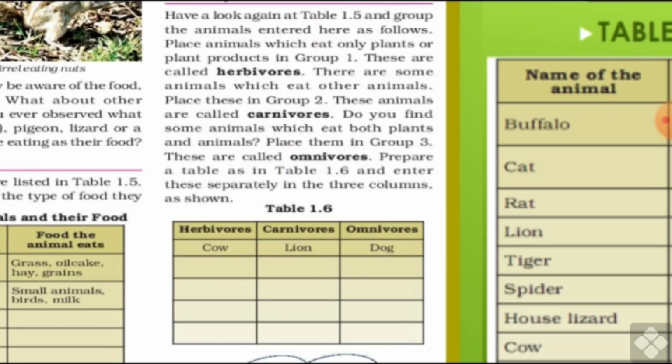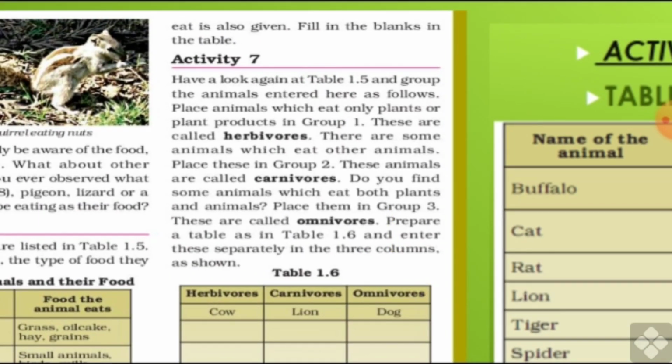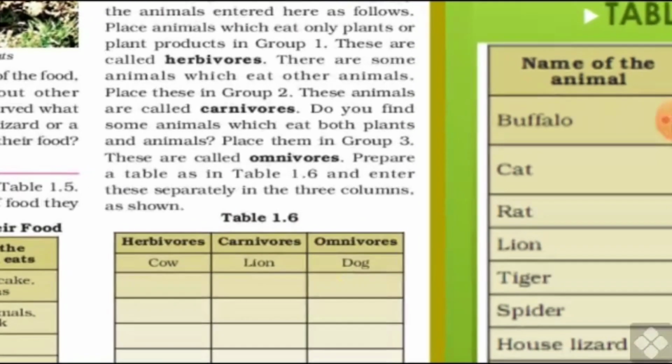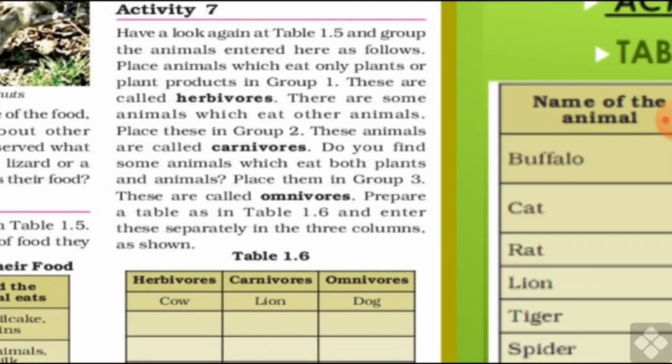Now after doing activity 6, table 1.5, you have an idea what all these animals eat. Moving on to activity 7, based on table 1.5, we are going to group all these animals into 3 categories. The animals which eat only plants and plant products, we are going to group into group 1. We call them herbivores, plant eating animals, such as the elephant, deer, cow and buffalo. There are some animals which eat the flesh of other animals. We are going to categorize them into group 2.